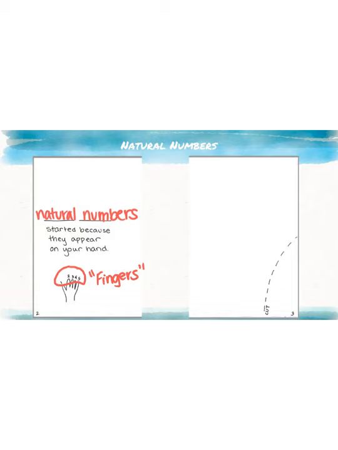Some examples of natural numbers are 5, 10, 50, 17, 20. So a natural number is any positive whole number.